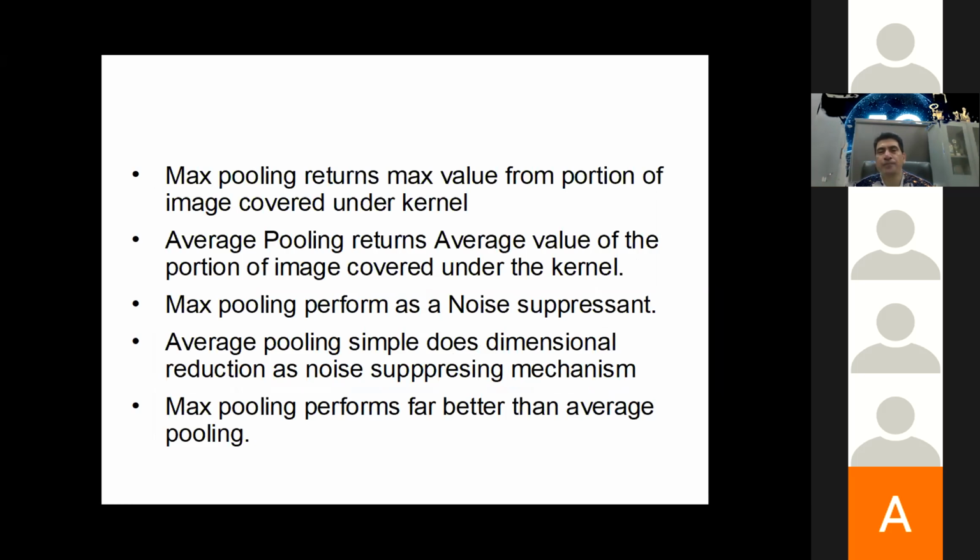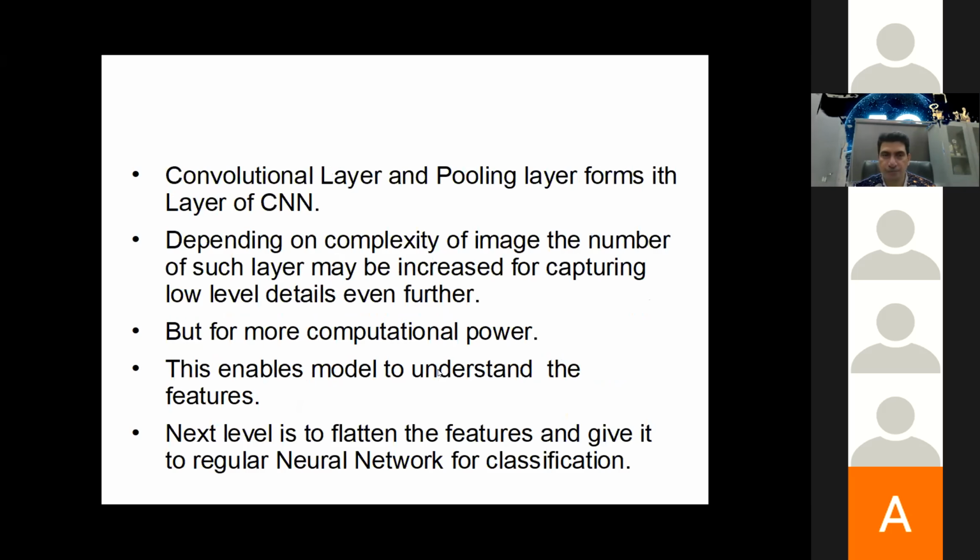Going back to image processing algorithms, what are average filters? Average filters combine values, and the same thing is happening here. Average pooling simply does dimensional reduction and noise reduction, a noise suppression mechanism. So maximum pooling performs better than average pooling.